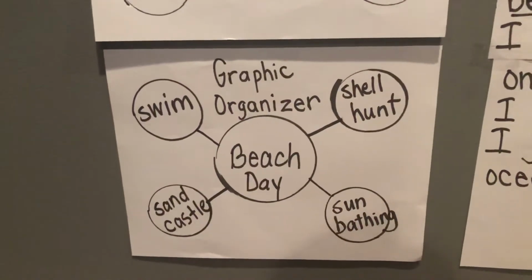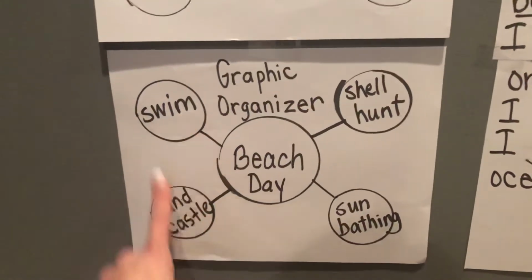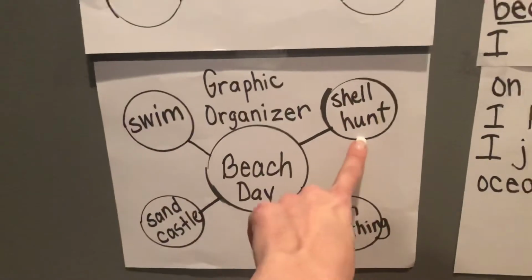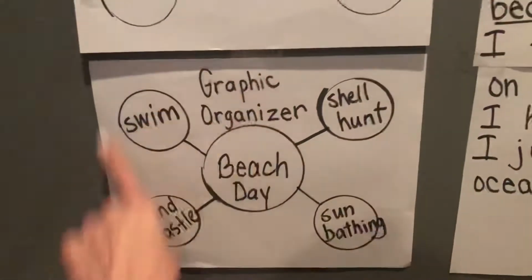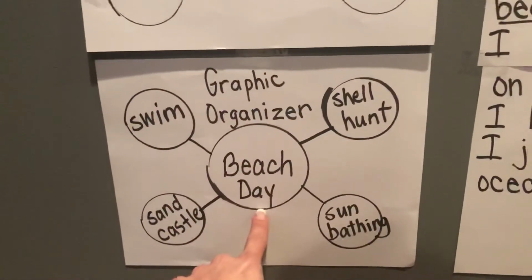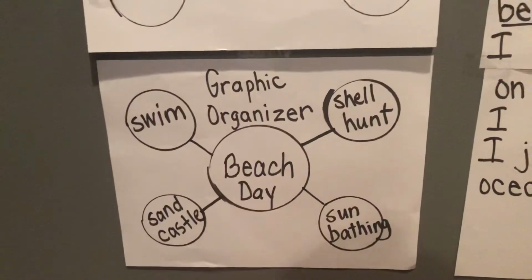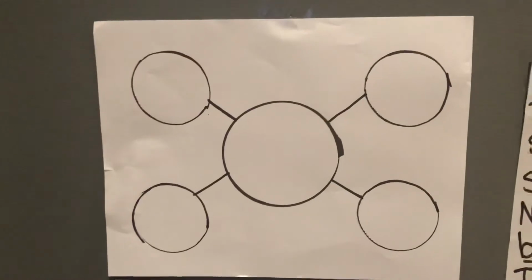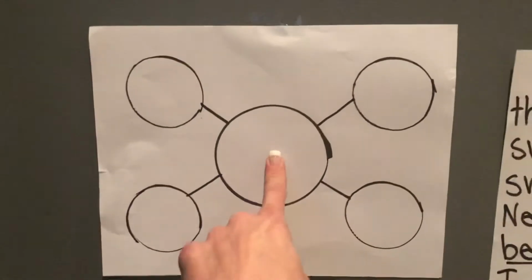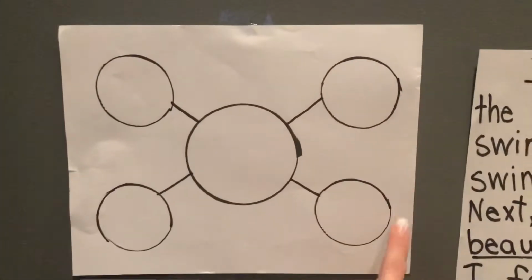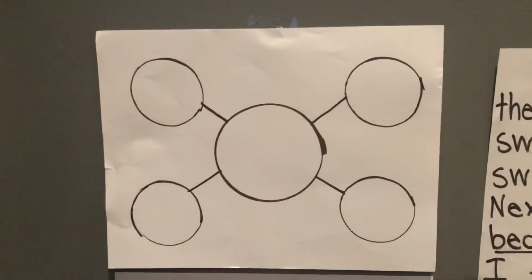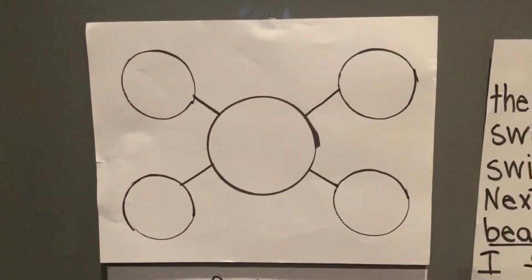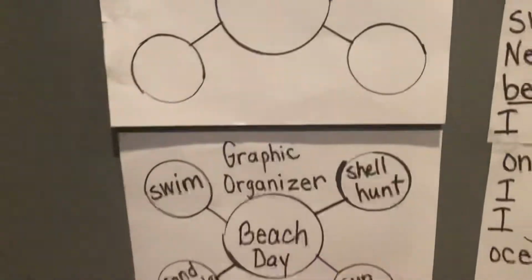So what I decided to come up with was swim, sandcastle, shell hunt, and sunbathing. Those are 4 things that I like to do at the beach. Now, you're going to draw a blank one just like I have. It's just a simple circle in the middle and 4 circles on the side to represent your ideas. And again, you could do this in a notebook or any paper that you have.